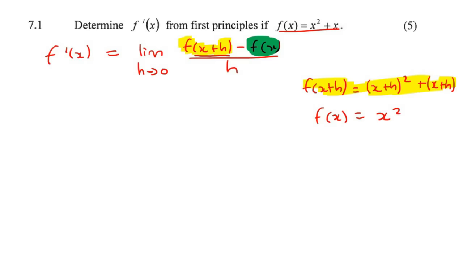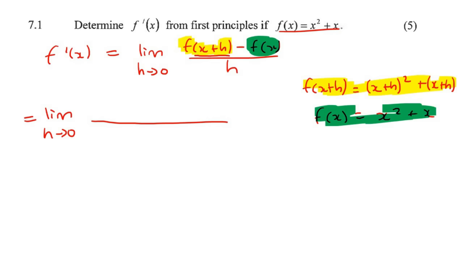So now I'm going to show you how you'd write it all out in a test. You'd have to say equals the limit as h goes to 0. You have to keep writing that part down. It's so silly, but we do. And then you're just going to say x plus h squared plus x plus h. Now be careful: minus, then put it in brackets because it's x squared plus x. And then at the bottom, h. Okay, next step. Write the silly stuff down.